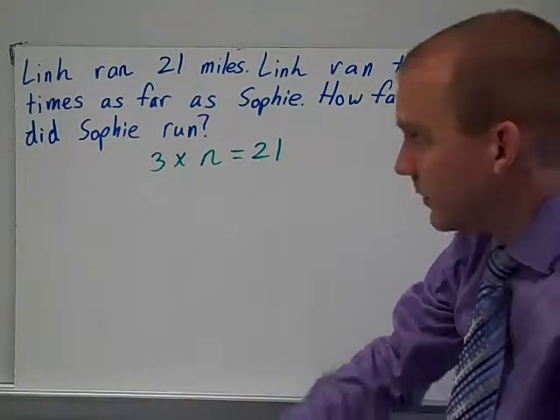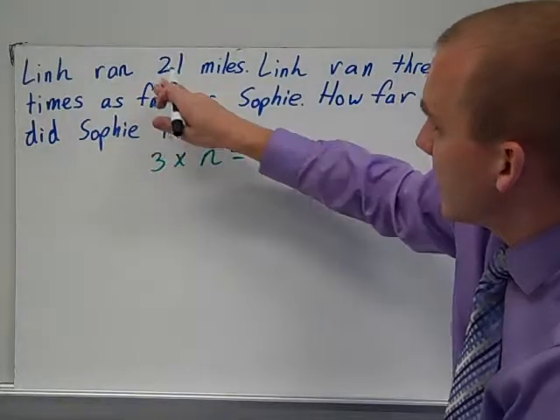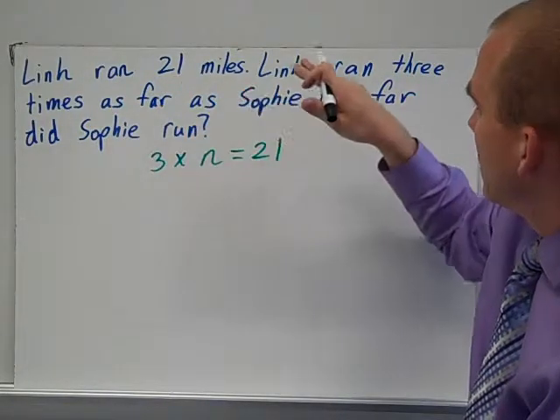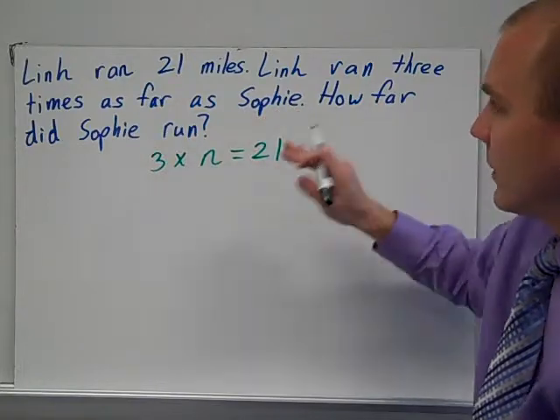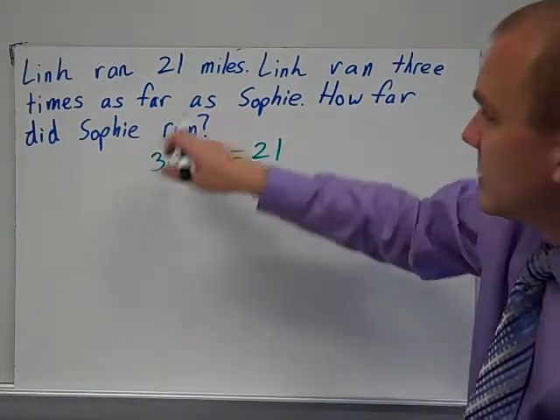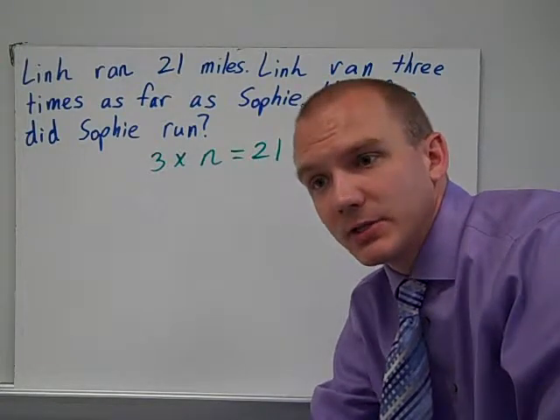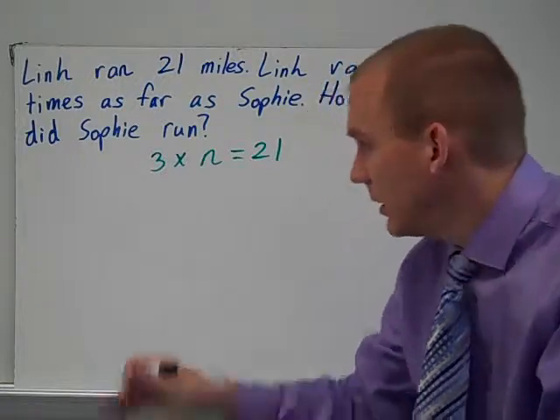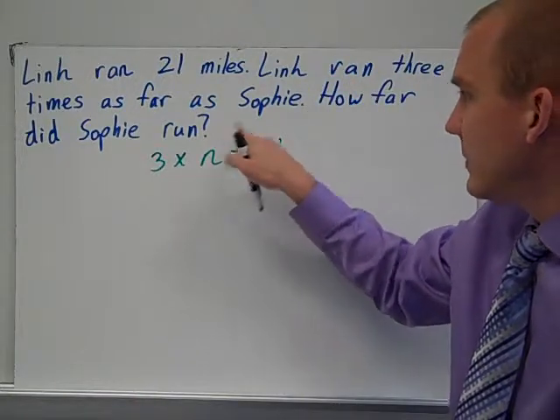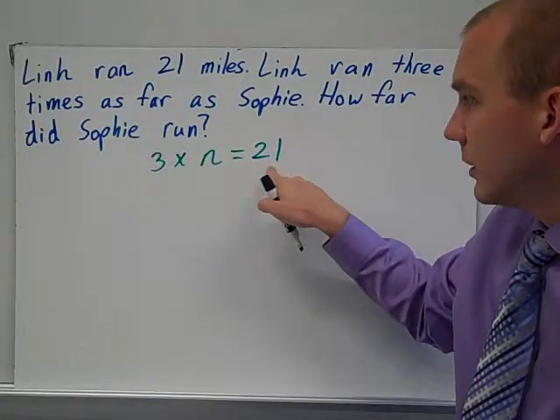Let's take a look at a little bit different problem involving measurement quantities. Lynn ran 21 miles this time. Lynn ran 3 times as far as Sophie. How far did Sophie run? So in this case, we know how far Lynn ran. We know that total. And we know that that's 3 times as far as Sophie. What we don't know is how far Sophie ran. Well, 3 times n, n being how far Sophie ran, so we don't know that, equals 21.